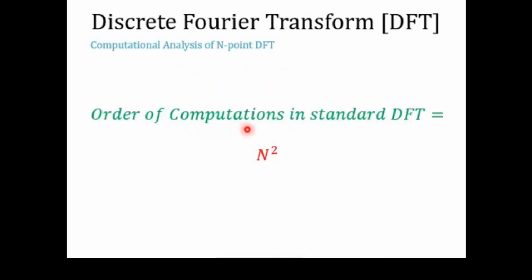Now, the order of computations, or the computational complexity, or the computational cost of the standard DFT equation is n square. This n square factor is basically the common factor in all those four formulas which we have just discussed. The formula of complex multiplication was n square, the formula of complex addition was n square minus n, the formula of real multiplications was 4n square, the formula of real additions was 4n square minus 2n. So in all those four formulas, n square is basically the common factor, which is basically the order of computations in standard DFT. Now let's discuss how good or bad is this order of computation.